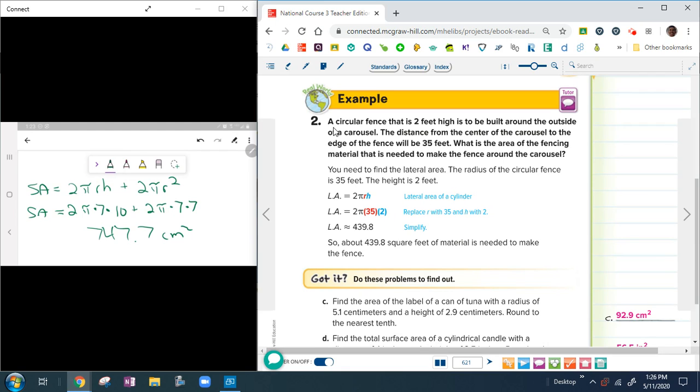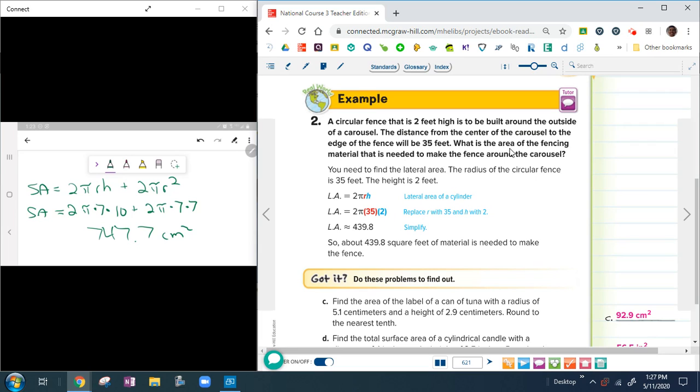So we have a circular fence that is 2 feet high, is to be built around the outside of a carousel. The distance from the center of the carousel to the edge of the fence will be 35 feet. What is the area of the fence material that is needed to make the fence around the carousel?